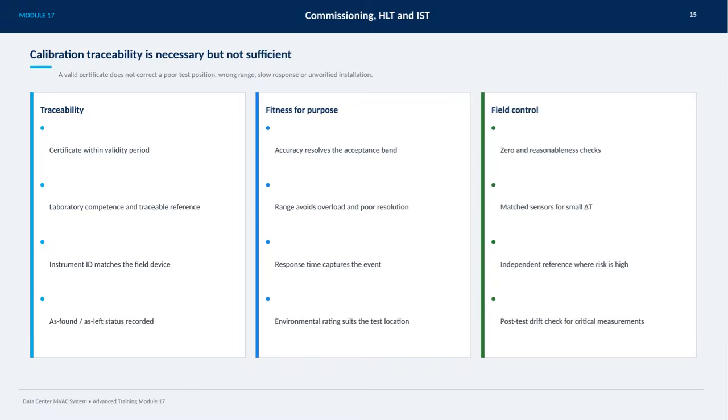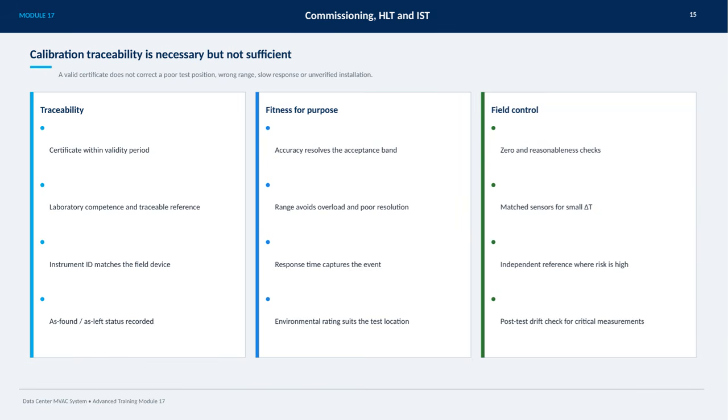Calibration traceability is essential, but on its own, it doesn't guarantee accurate or reliable test results. Having a valid certificate within its validity period and ensuring the laboratory's competence with a traceable reference are fundamental components of traceability. It's also crucial that the instrument ID matches the field device, and that both the as found and as left status are thoroughly recorded. However, fitness for purpose goes beyond these basics.